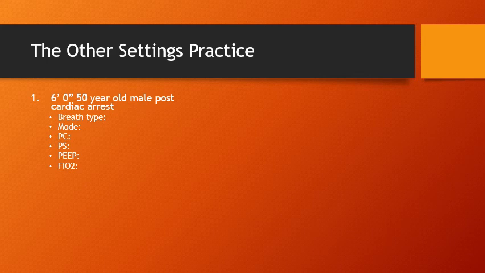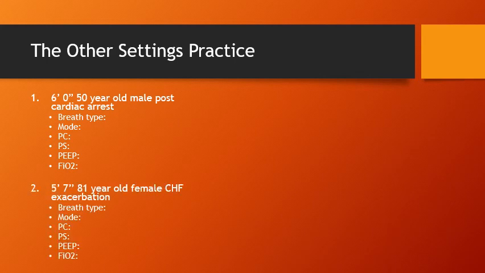Mode, we said that SIMV is probably our best mode choice for the pre-hospital and inter-facility transport environment, so we'll choose SIMV. Now, if we are in pressure control breath type, we're always going to start our patient on a pressure control of 15 centimeters of water. Pressure support wise, if we're in SIMV mode, which we said we would be, we're going to choose a pressure support of 10 centimeters of water. We're always going to start with a PEEP of 5 centimeters of water and an FiO2 of 100% or 1.0.